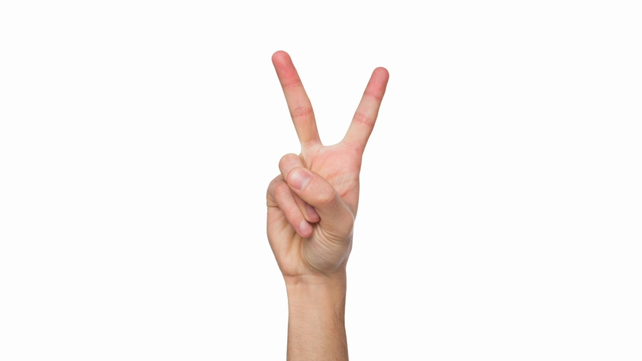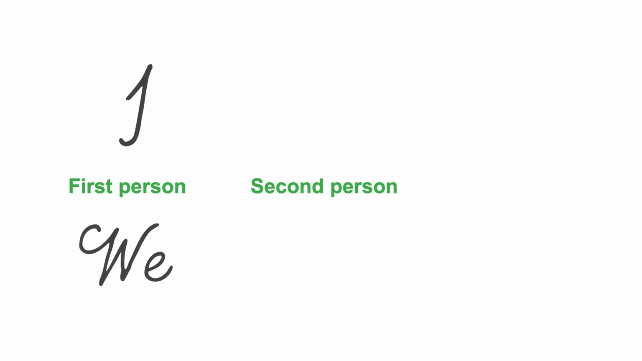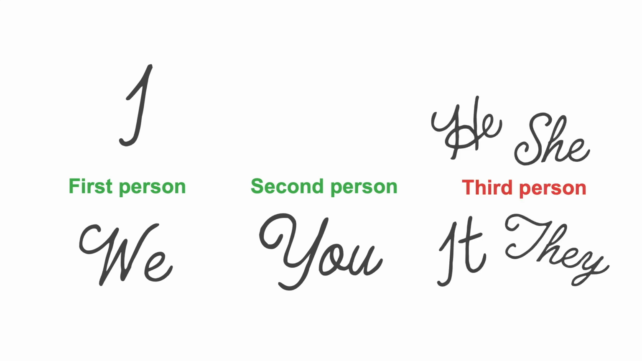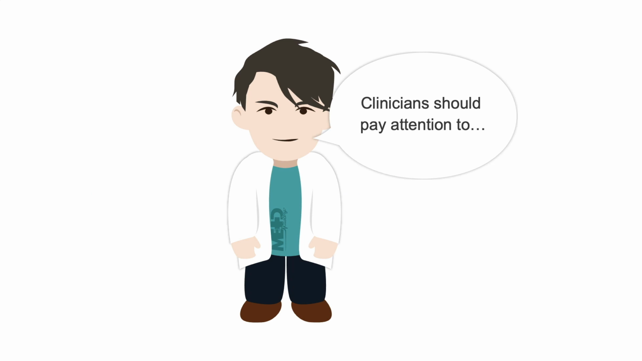Number 2, avoid third-person language. Instead, use the first and second person. So remember, first person is I or we, second person is you, and third person is he, she, it, or they. So as an example, instead of using third person, like clinician should pay attention to X, Y, or Z, use the second person, you should pay attention to X, Y, or Z.